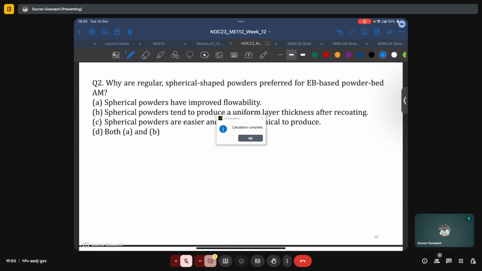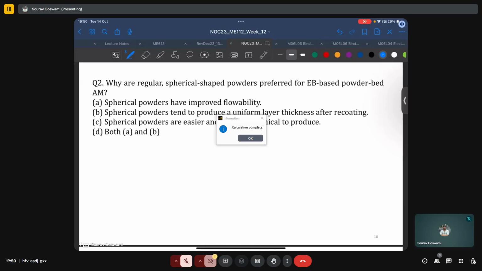The second question is asking us why are regular spherical shaped powders preferred for electron beam based powder bed additive manufacturing? And so the options given to us are that the spherical powders have improved flowability. Spherical powders tend to produce a uniform layer thickness after recoating. Spherical powders are easier and more economical to produce, or is it some combination of these options?